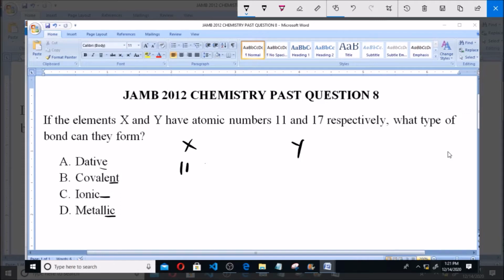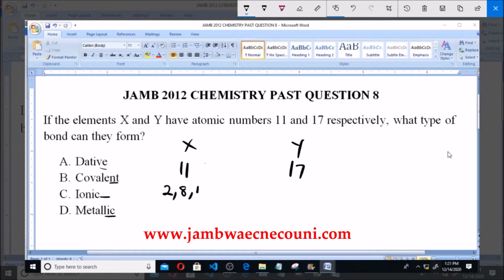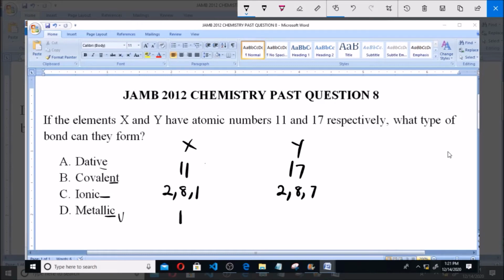Now we have two elements X and Y. Element X has atomic number of 11 and Y has atomic number of 17. Now arranging this properly using the shells, we'll have 2, 8, 1 for X, and for Y we'll have 2, 8, 7. It simply means that X has a valence electron of 1. The valence electron, that's the electron on the outermost shell, is 1, and Y has a valence electron of 7.